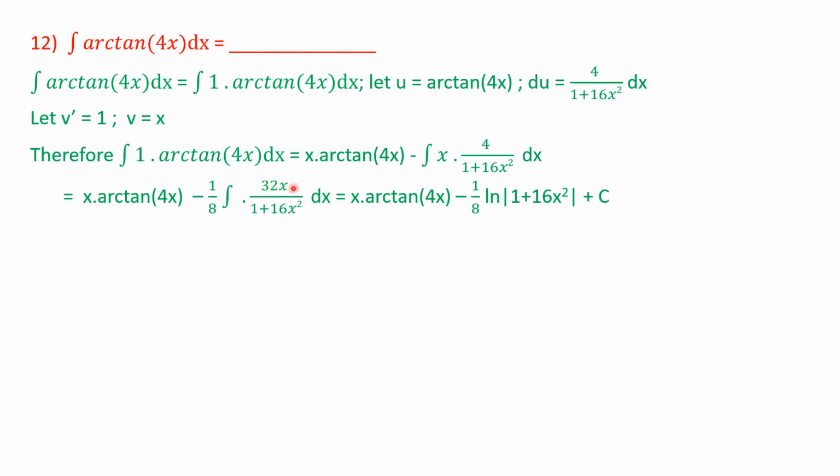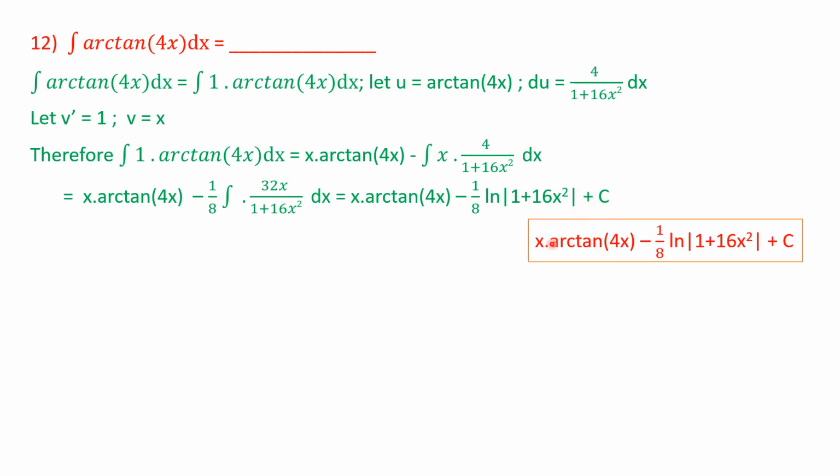So this will lead us to the integration as being 1 divided by 8 ln of the absolute value of 1 plus 16x squared plus the constant of integration. So the answer is x arctan of 4x minus 1 over 8 ln of the absolute value of 1 plus 16x squared plus the constant of integration c.